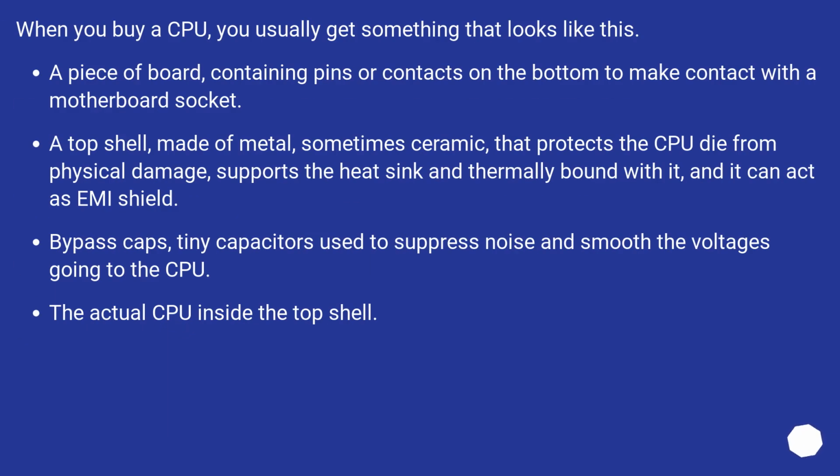When you buy a CPU, you usually get something that looks like this. A piece of board, containing pins or contacts on the bottom to make contact with a motherboard socket. A top shell, made of metal, sometimes ceramic, that protects the CPU die from physical damage, supports the heat sink and thermally bound with it, and it can act as EMI shield. Bypass caps, tiny capacitors used to suppress noise and smooth the voltages going to the CPU. The actual CPU inside the top shell.